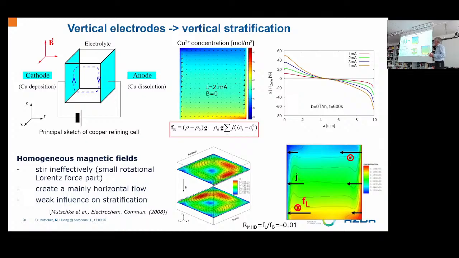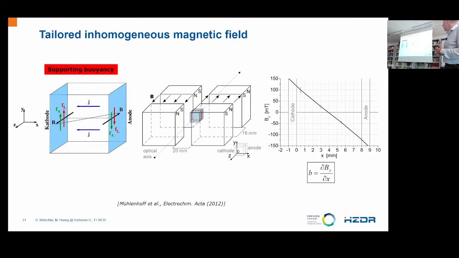In order to apply magnetic fields, we first started with homogeneous magnetic fields. They don't work very well, and the approach that we followed later on are tailored magnetic fields, where you apply horizontal magnetic fields that are changing in magnitude and direction across the cell. So this ensures that the force that you apply is always parallel to the buoyancy force that you have in the region near the electrode.